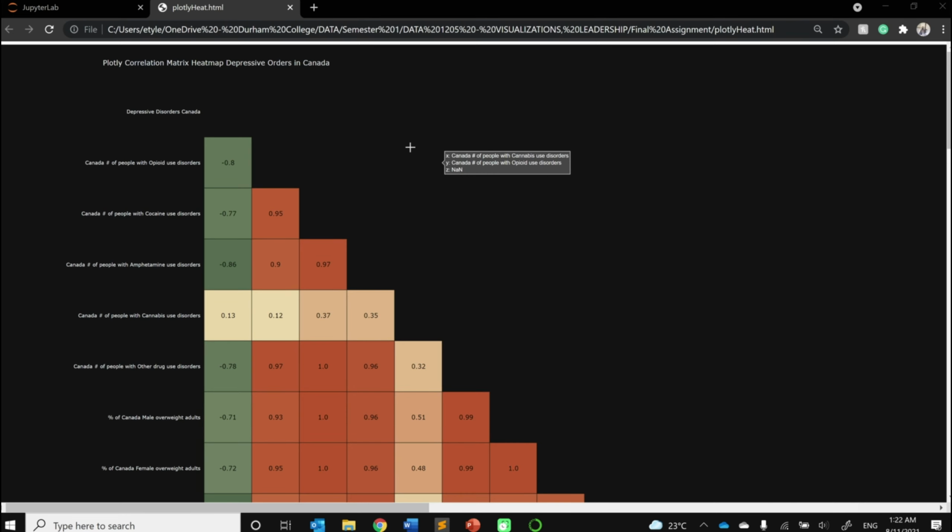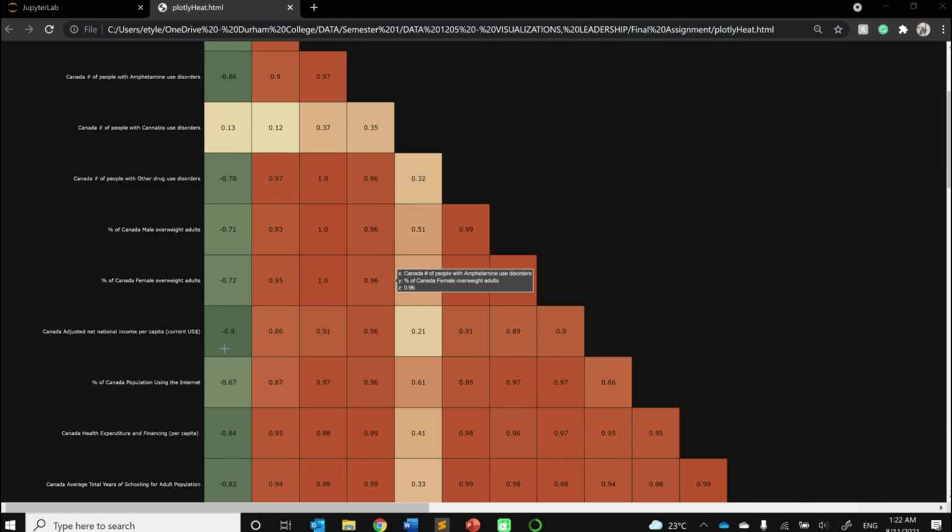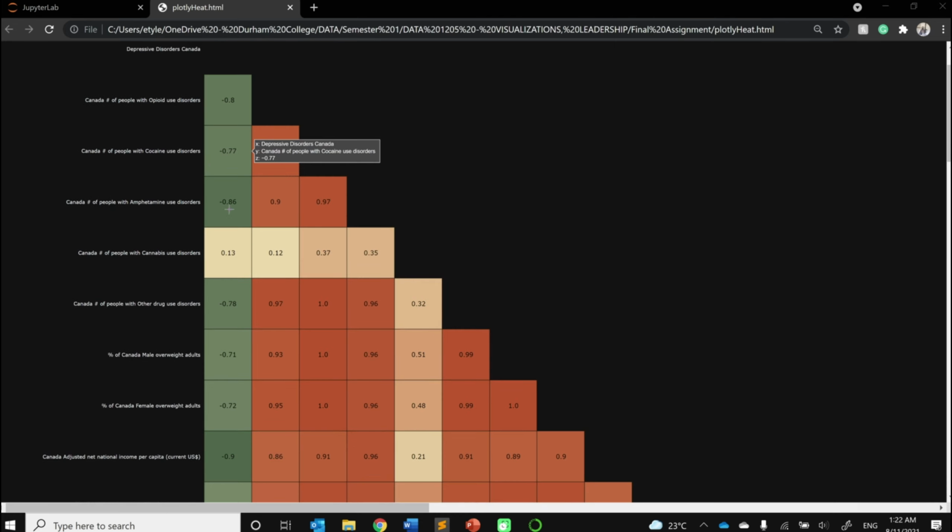When we cut to our Plotly correlation heat map, we can look at which items from our original data set can correlate to the increase in depression in Canadians. One of the things that stood out, that on paper looked like it might have been wrong, was that cocaine use, opioid use, and amphetamines actually don't correlate positively to depression rates.